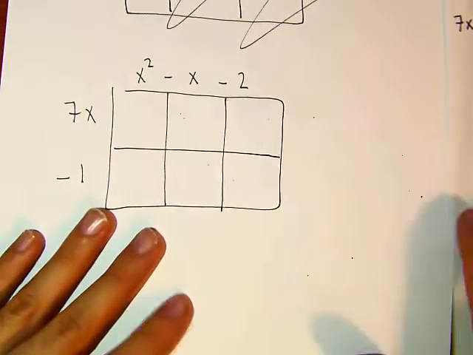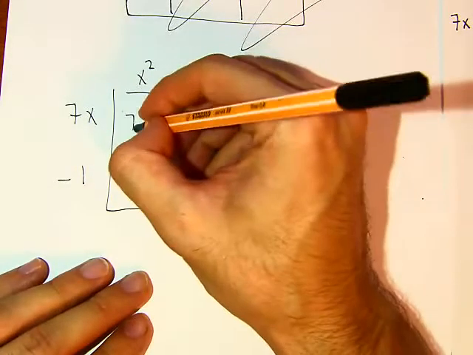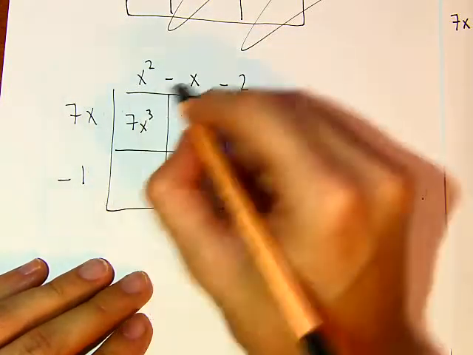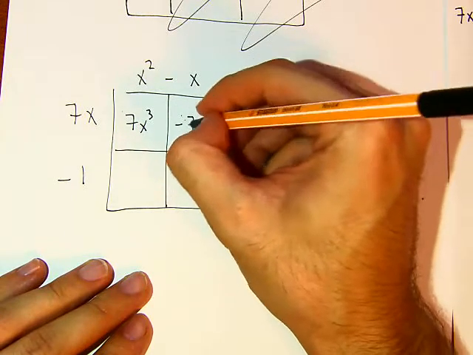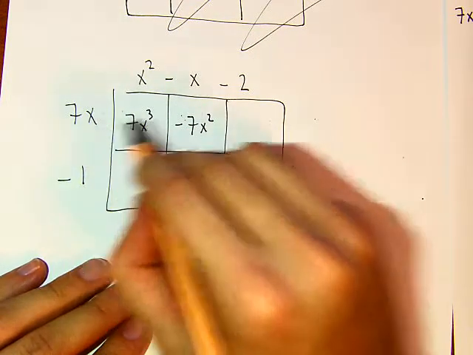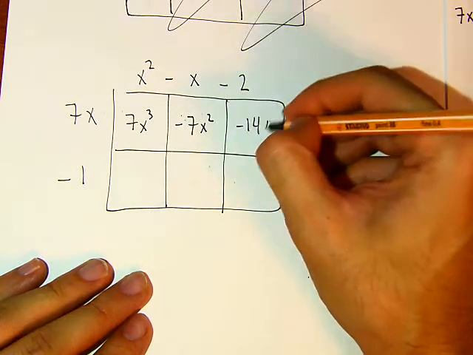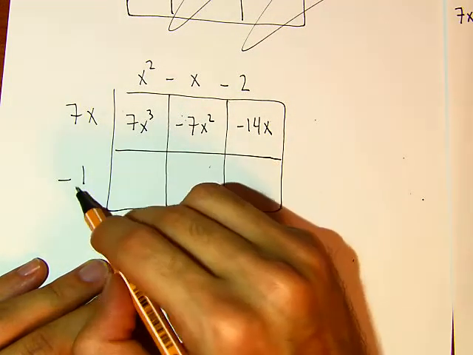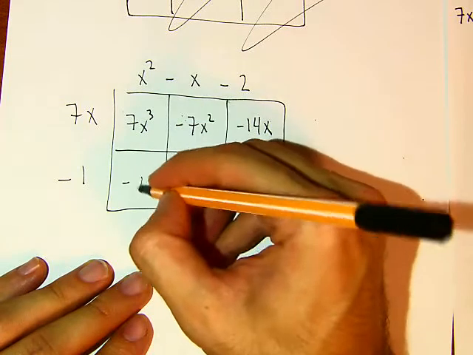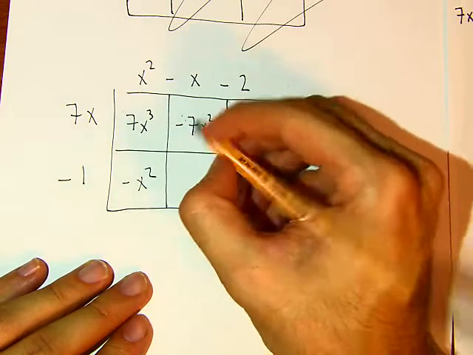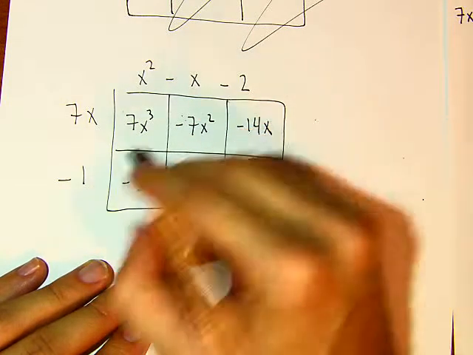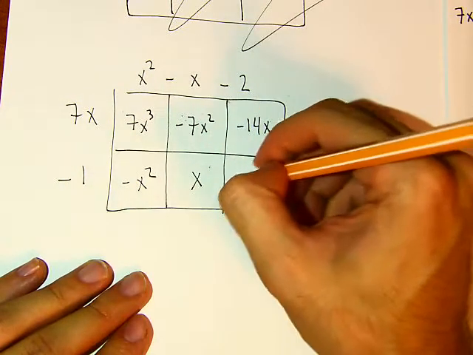Okay, and I'll just do this quick, but let's see. 7x times x squared is 7x cubed. 7x times minus x is negative 7x squared. 7x times negative 2 is negative 14x. Negative 1 times x squared is negative x squared. Negative 1 times negative x is positive x. Negative 1 times negative 2 is positive 2.